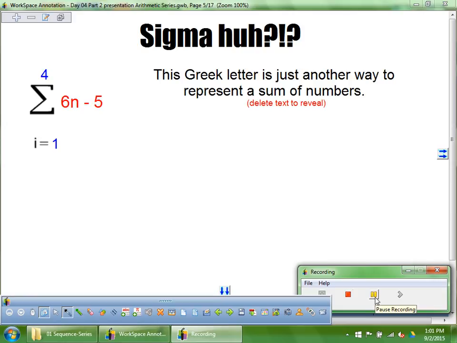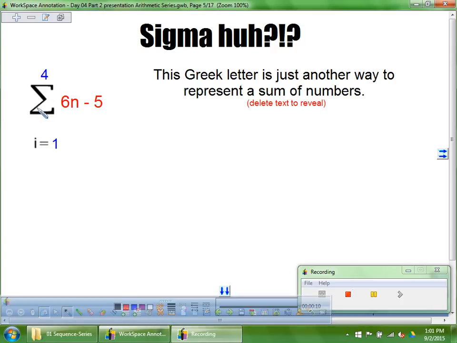All right, so let's talk about this sigma thing. I find that this is the one thing that trips kids up. All this means right here, this is a Greek letter for just representing a sum of numbers. It's actually the Greek symbol for S.